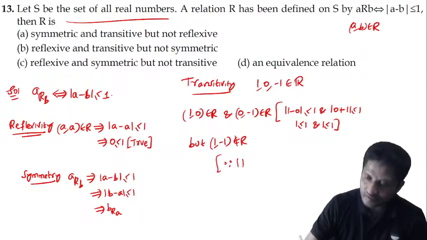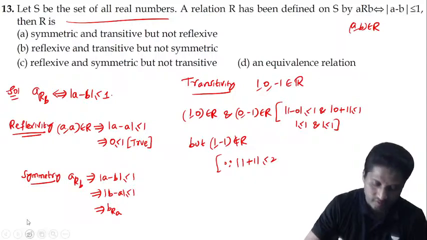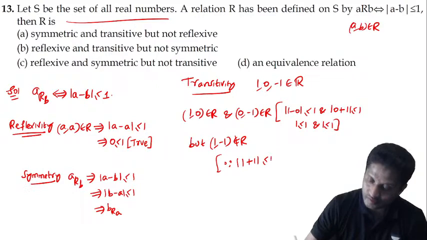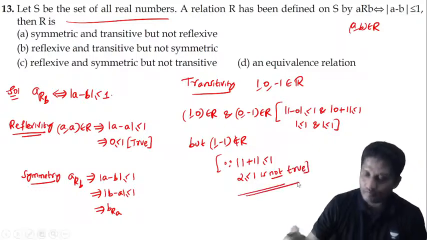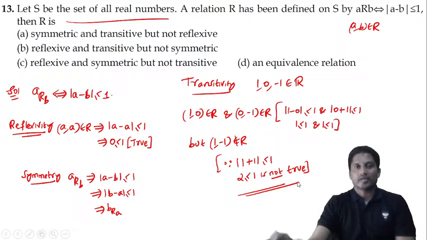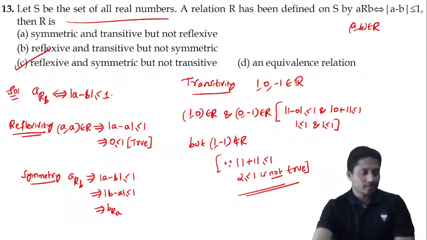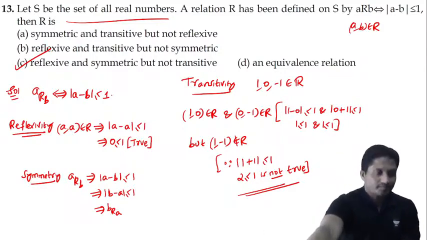Since 1 minus of minus 1 is plus 2, and 2 is not less than or equal to 1. Mod of A minus B should be less than or equal to 1. Therefore 2 less than or equal to 1 is not true. Therefore A comma B belongs to R, B comma C belongs to R, but A comma C does not belong to R. So it is reflexive and symmetric but not transitive. Answer is the corresponding option. Let's move to the next question.